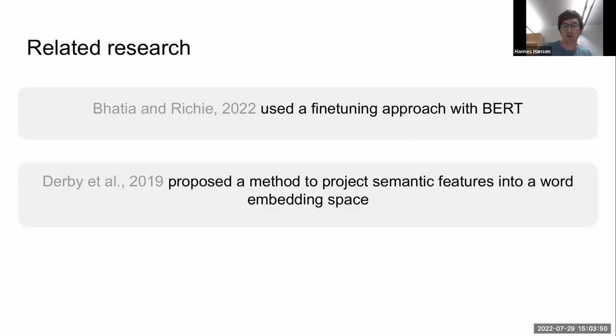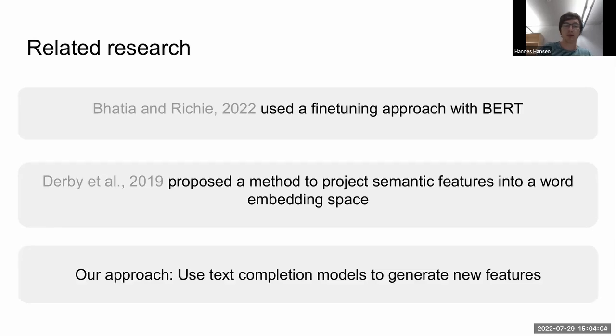Derby and colleagues proposed a method to project semantic features into a word embedding space. With this approach, features can be created for new concepts, but only using existing features from human-generated norms. Here, we try instead to use text generation to generate completely new features for any concept.